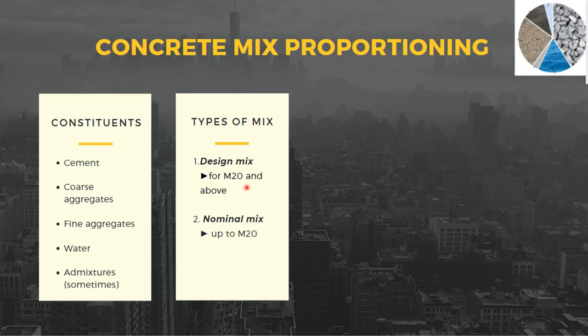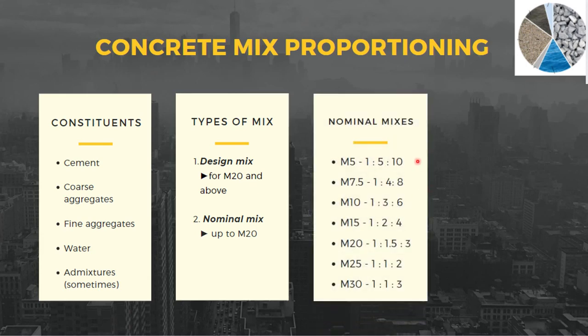We can see some ratios of nominal mixes. For M5 grade, it is 1:5:10. For M7.5, it is 1:4:8. Actually, the last ratio will get decreased by 2, the middle value gets decreased by 1, and the first will be 1. Cement M10 gives the ratio of 1:3:6. M15 1:2:4. M20 is 1:1.5:3. It is the most important one, M20 grade. M25 1:1:2. M30 1:1:3. These are all nominal mixes which have already been designed. It's already been given in the IS code.